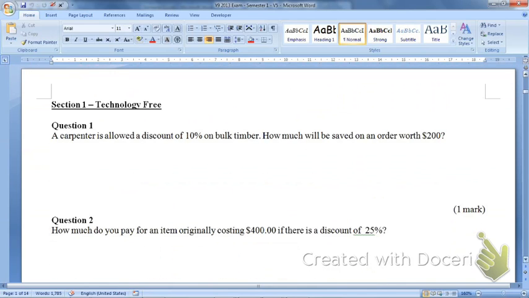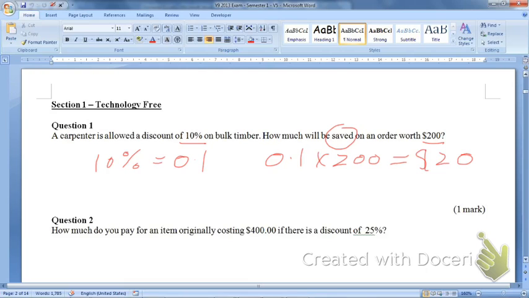Question 1. A carpenter is allowed a 10% discount on bulk timber, and he needs to find out how much is saved on an order of $200. 10% equals 0.1, and then 0.1 times 200 is $20. So $20 is what is saved. You don't need to subtract the 20 from the 200.